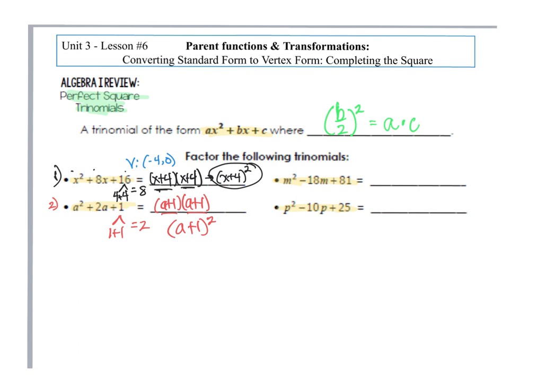And again, what is the vertex of this? We could say the vertex would be the opposite of what's inside the parentheses, and 0 for y, because we're adding nothing outside of it. Okay, our third example, we have m squared minus 18m plus 81.